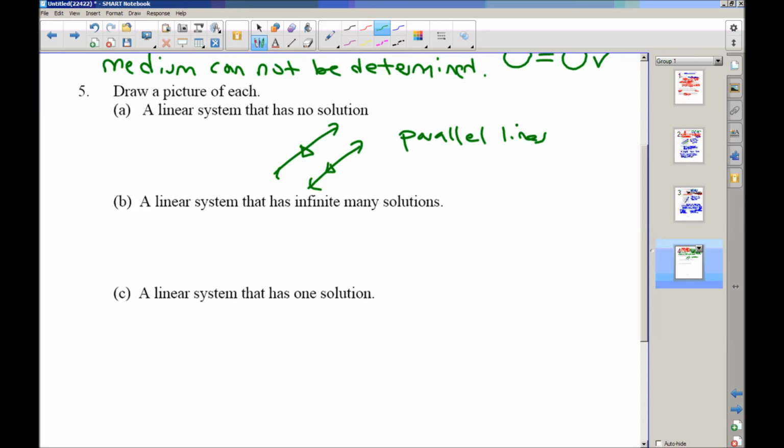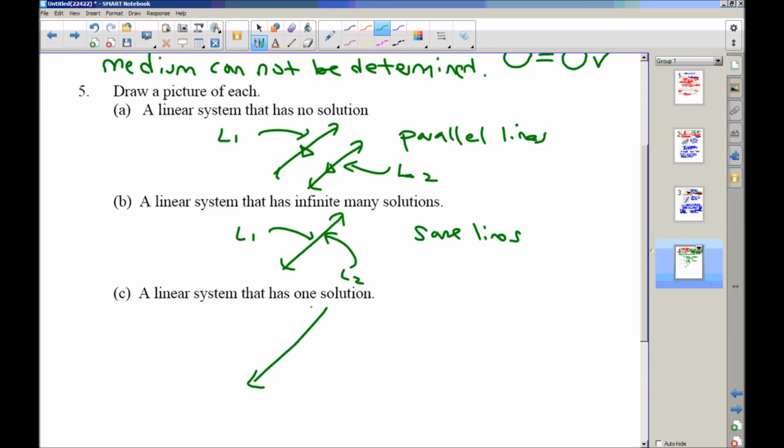A linear system that has infinitely many solutions. So in this one, this is line 1, and this is line 2. And in this one, this is line 1, and this is line 2. So these are going to be the same lines right on top of each other. And a linear system that has only one solution. So this is line 1, this is line 2, and here is our one solution.